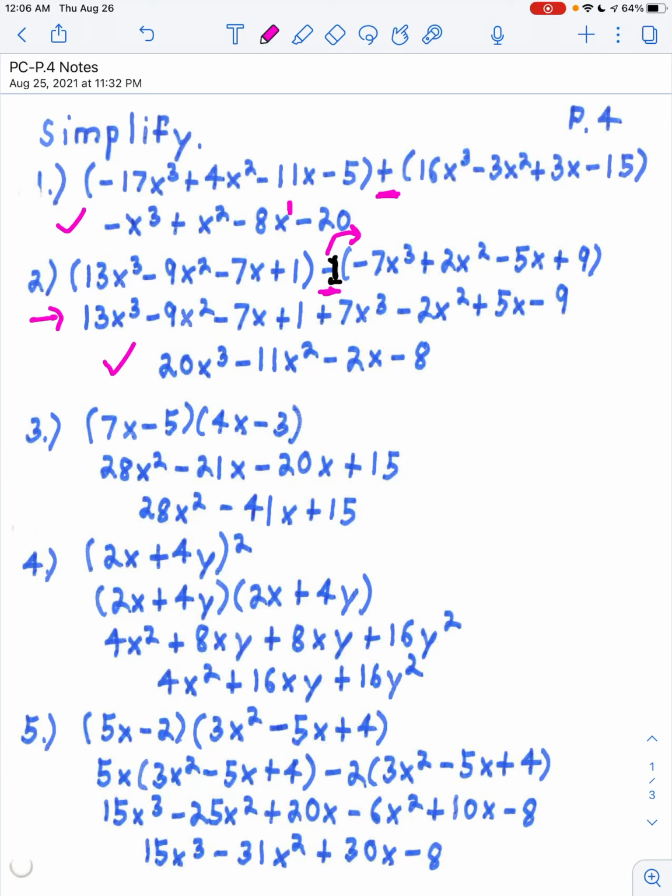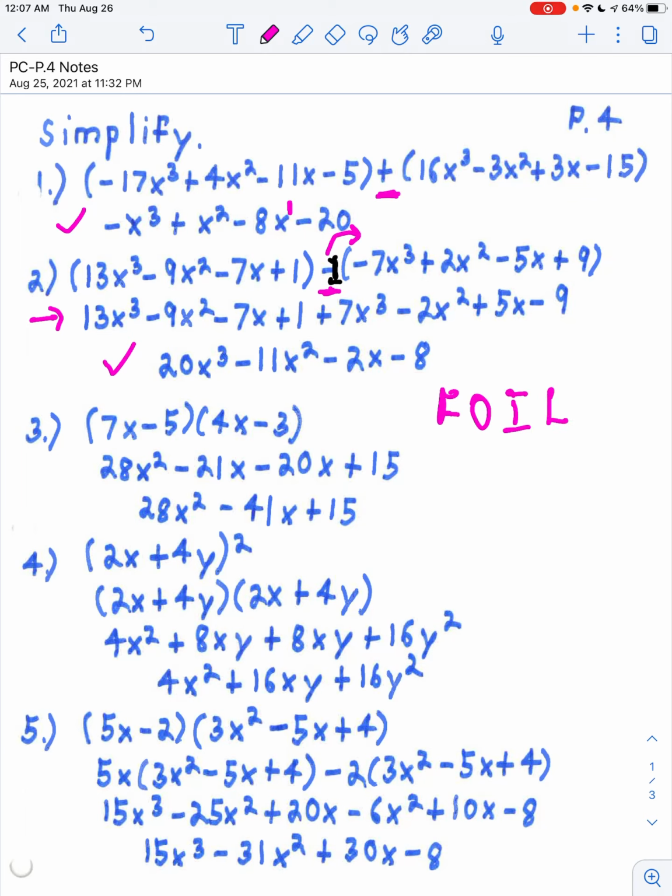Moving on to multiplication. In number 3, we have the product of two binomials. You could certainly distribute each term in the first quantity with the second quantity, but that really produces the mnemonic that we use to help multiply two binomials, and that's FOIL. FOIL, of course, just reminds us of the order we multiply our terms.